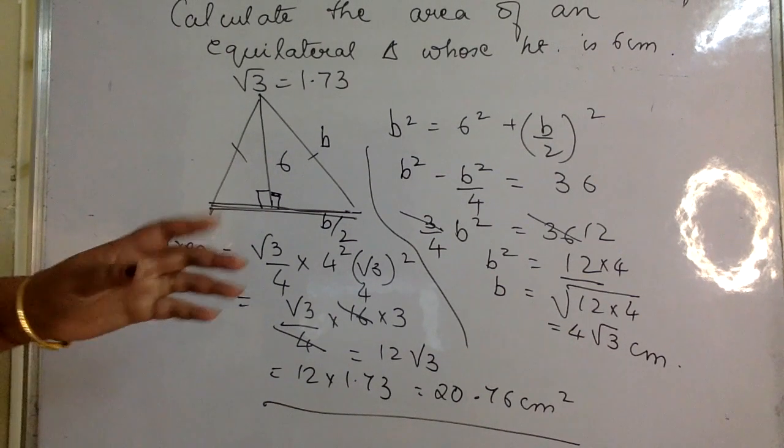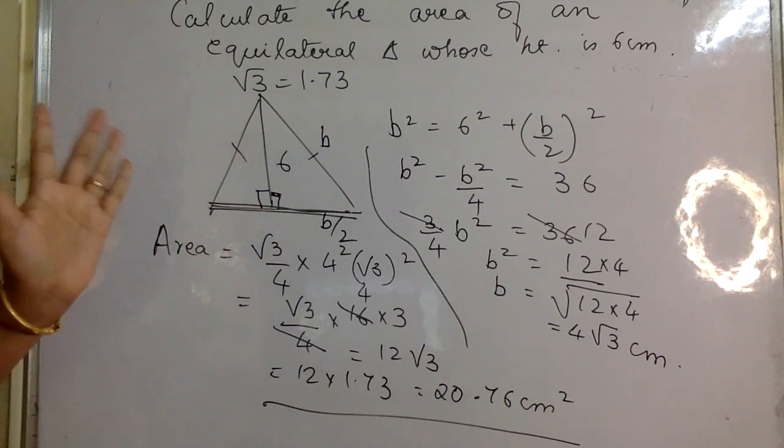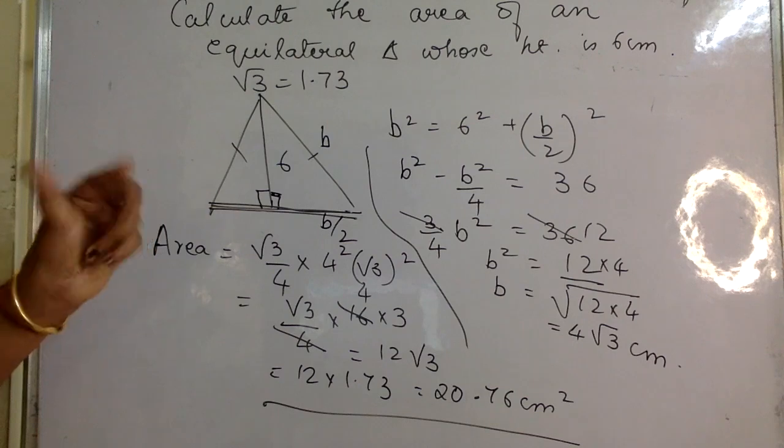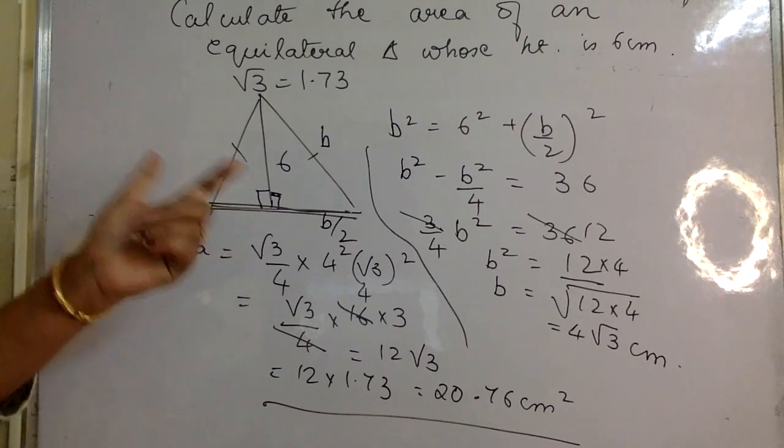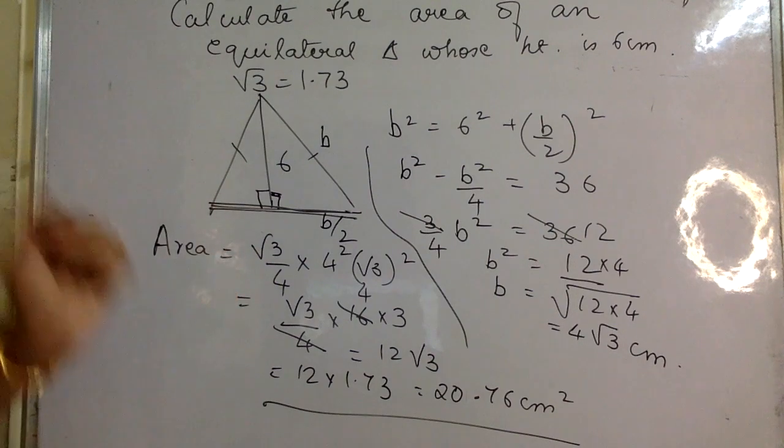So this is one method where the height of an equilateral triangle has been provided, and how by our concepts we get the side of the triangle without knowing many formulae.